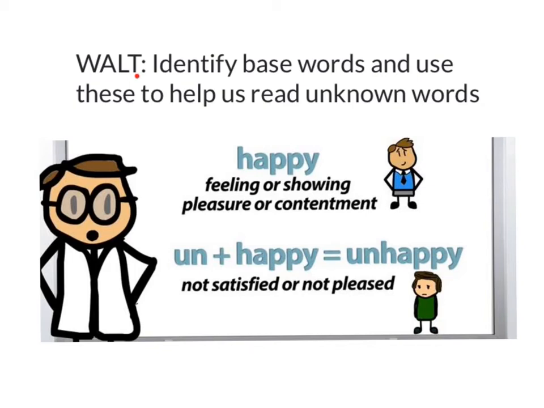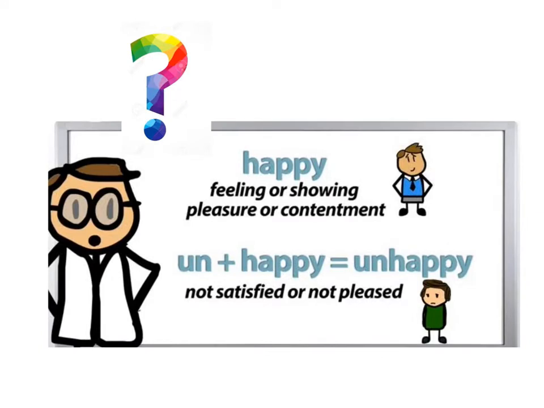We are learning to identify base words and use these to help us read unknown words. What is a base word? A base word is a word that doesn't have a prefix or a suffix added onto it. For example, the word happy.